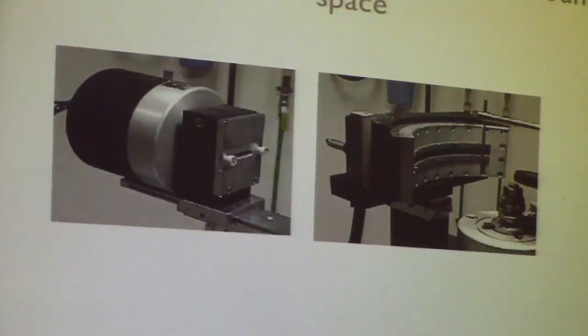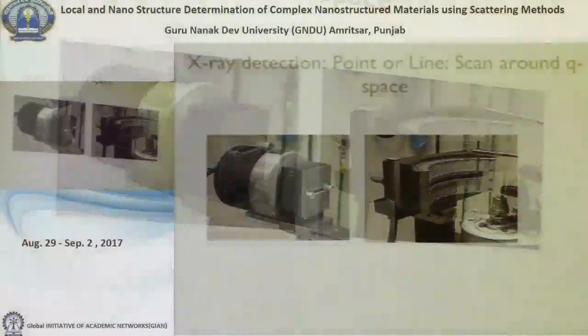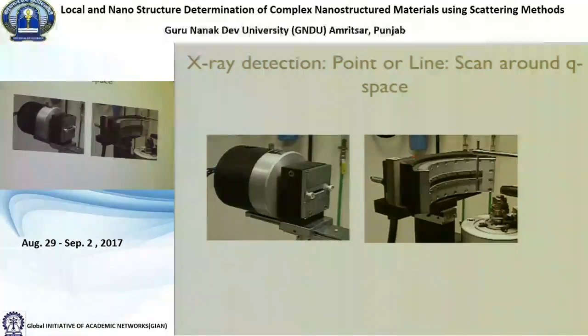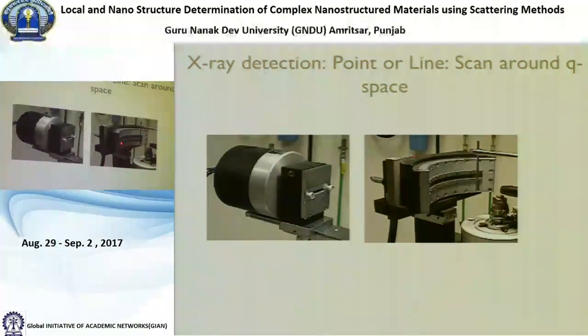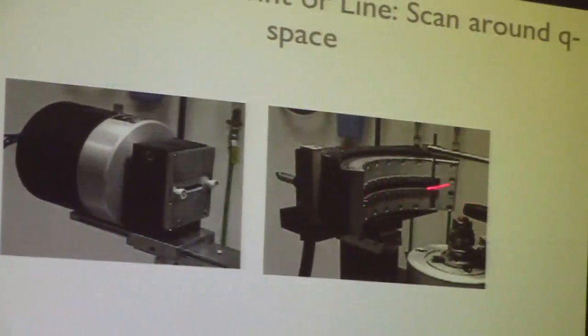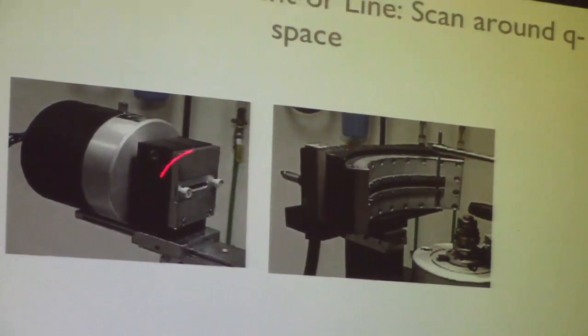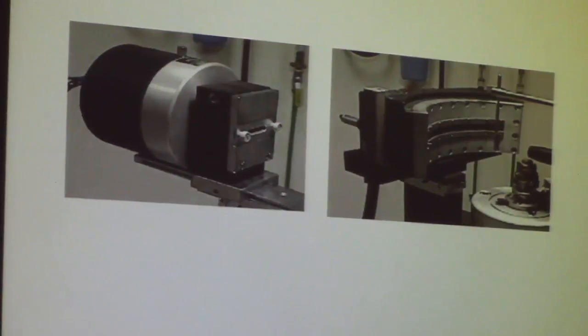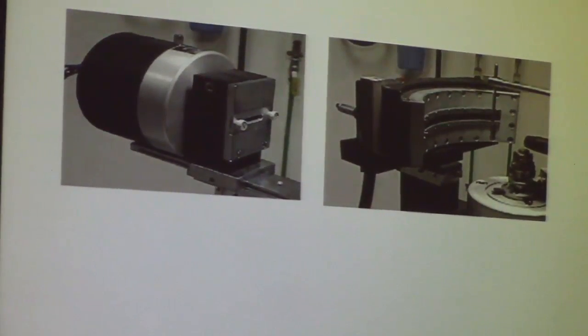So the beam goes through, it hits your sample, then it has to be detected. The most simple way of doing it is with a point detector. More fancy is to have a 1D detector. Now for PDF measurements, we need to detect short wavelength X-rays, and that's actually a bit of a challenge.